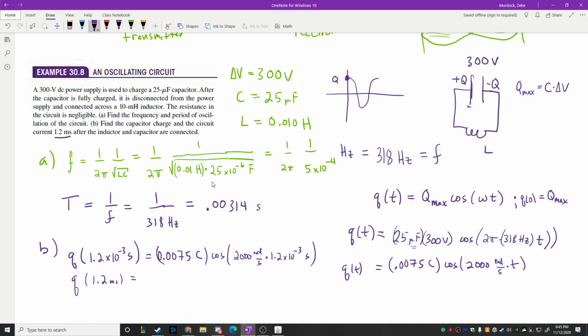And then if we want to get the current at that time, we need to take the derivative of this. So then the current as a function of time is going to be the derivative of this. So that'll be negative 0.0075 coulombs multiplied by the inside derivative, which is going to be 2,000. And then this will become a sine function.